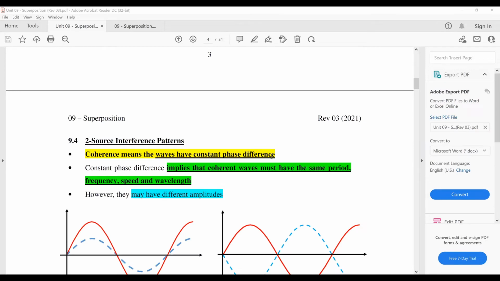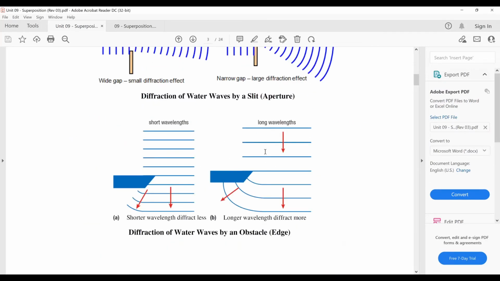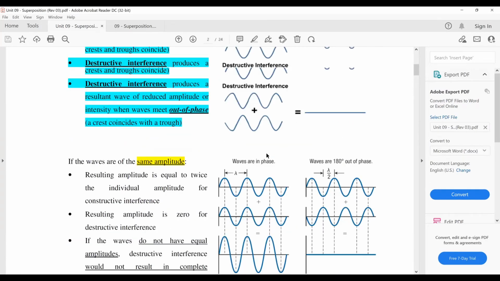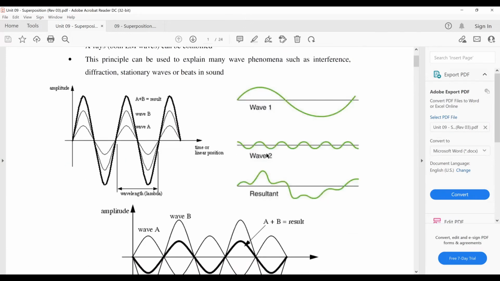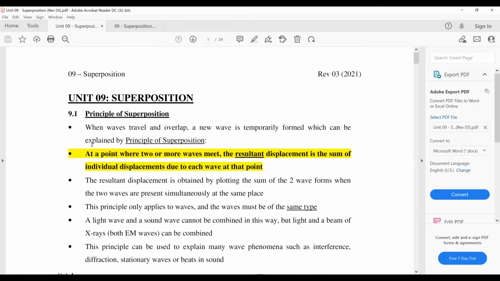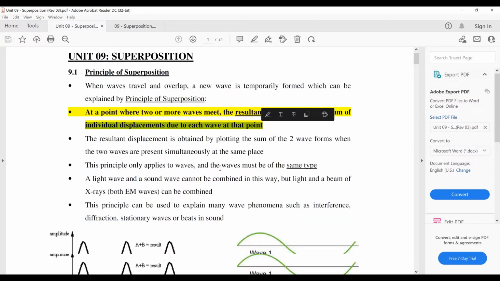In this chapter, that time I mentioned that we were talking about what happens when two waves meet each other. So I mentioned that when we have two waves meeting each other, they will form a new resultant wave, which can be explained by principle of superposition, where we say that the resultant displacement of the new wave is the sum of the individual displacements due to each wave at that point.